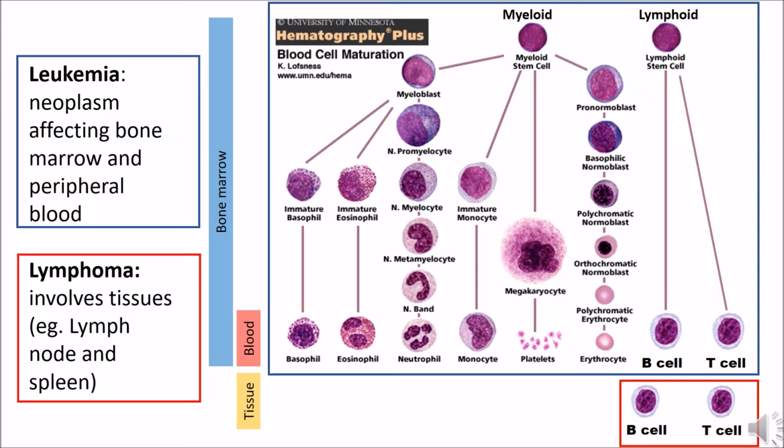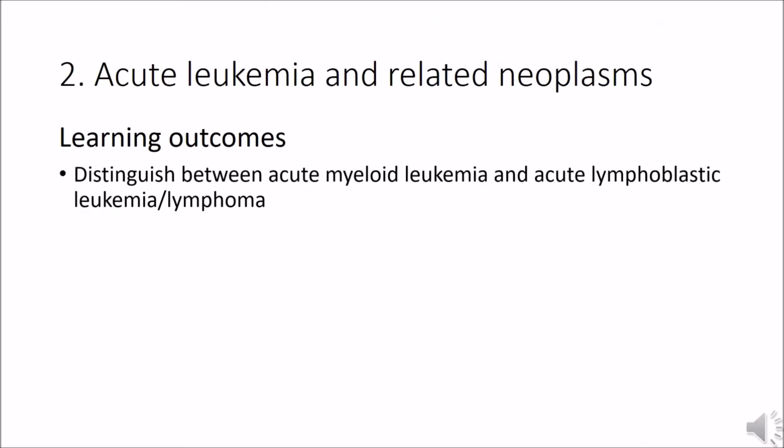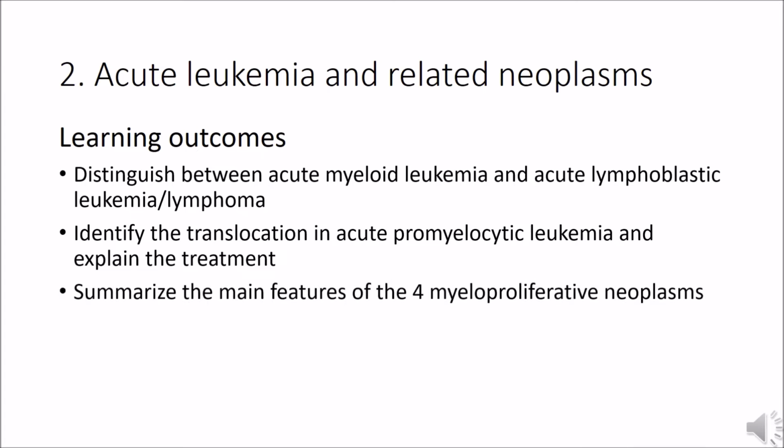Lymphomas are generally lymphoid. By the end of this section, you will be able to distinguish between acute myeloid leukemia and acute lymphoblastic leukemia/lymphoma, identify the translocation associated with acute promyelocytic leukemia, as well as the treatment, and finally summarize the differences between the myeloproliferative neoplasms.